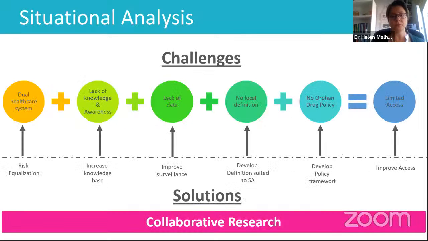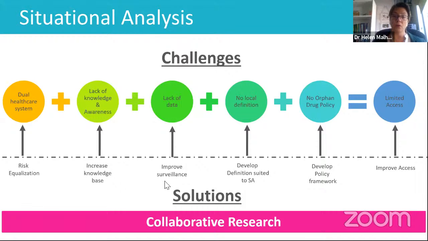So this slide is a standard slide that's used pretty much in rare diseases, but I have adjusted it because we have the various challenges for a rare disease patient where we've got the dual healthcare system that we are hoping NHI can help overcome and merge eventually. We have the lack of knowledge and awareness around rare diseases, the lack of data, no local definition, which we're trying to solve. We don't have an orphan drug policy, and it all ends up with limited access, whether it be to diagnostics or therapeutics.